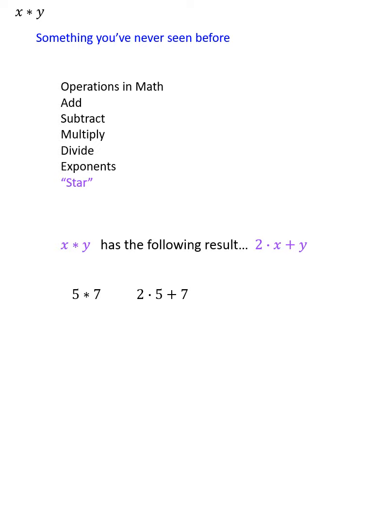So now, I've got to work out 2 times 5 plus 7. That's not too hard to do. 2 times 5 is 10. 10 plus 7 is 17. And that's the result of 5 star 7. So according to this new, strange, made-up rule, when I perform this operation 5 star 7, I get an answer of 17. Will you ever see this again in a math class?